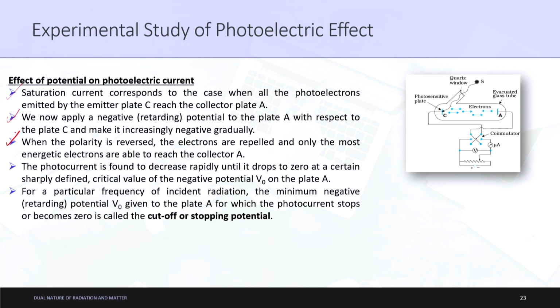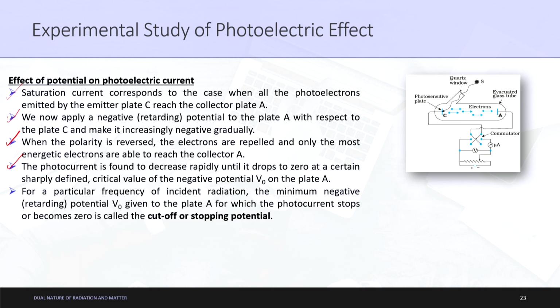Okay. So, when the polarity is reversed, the electrons are repelled and only the most energetic electrons are able to reach the collector A. Only sometimes some get repelled, but some have such energy that they go to the collector A. Okay. The photocurrent is found to decrease rapidly until it drops to 0 at a certain sharply defined critical value of the negative potential V0 on the plate A.